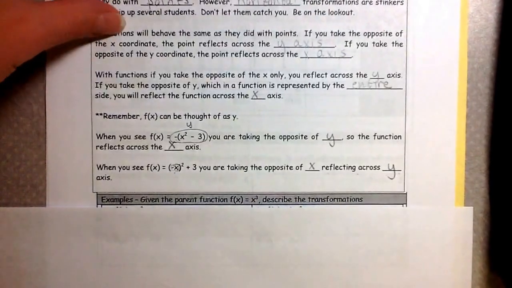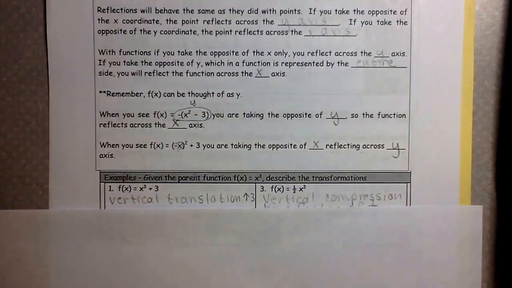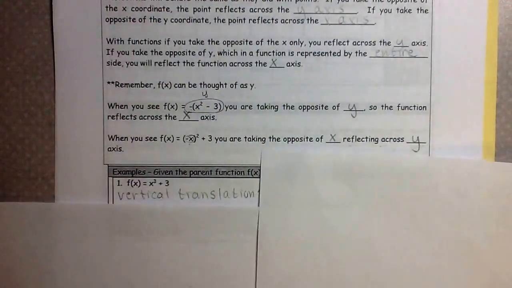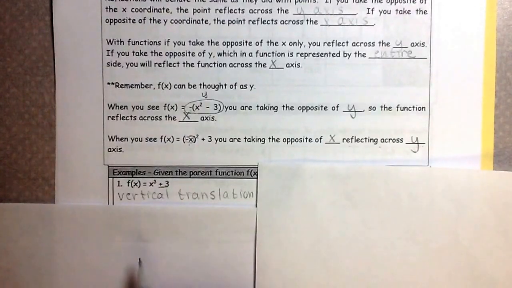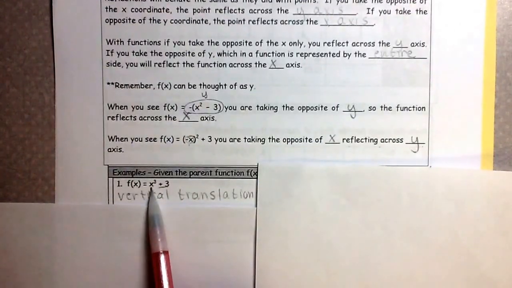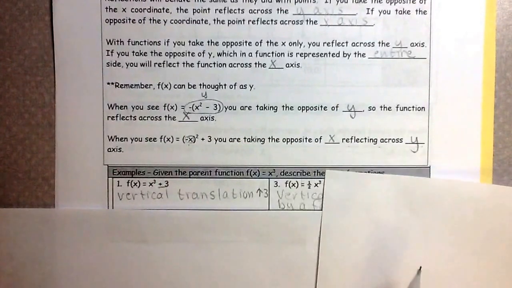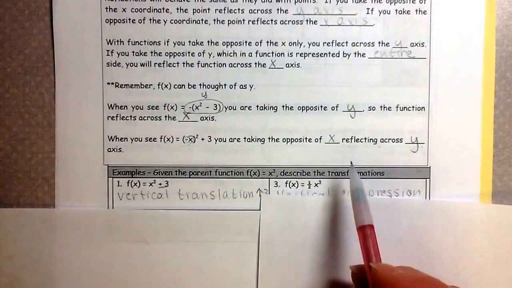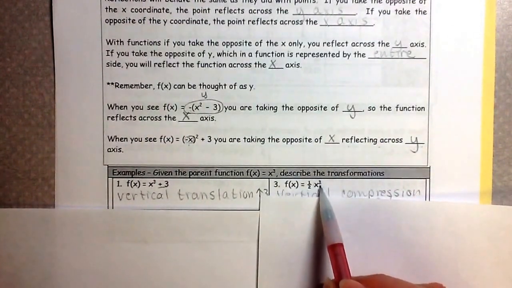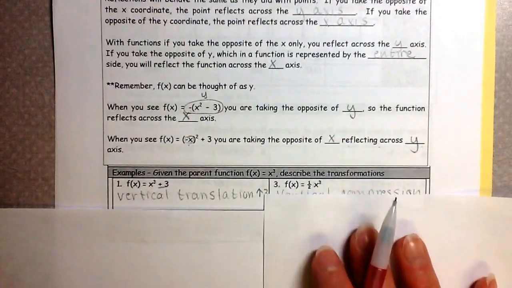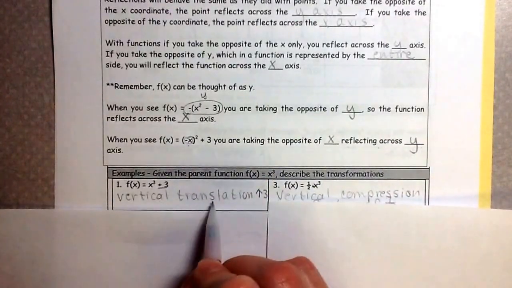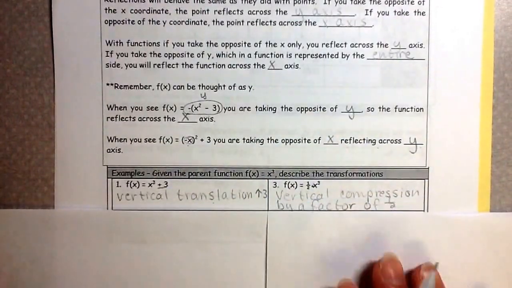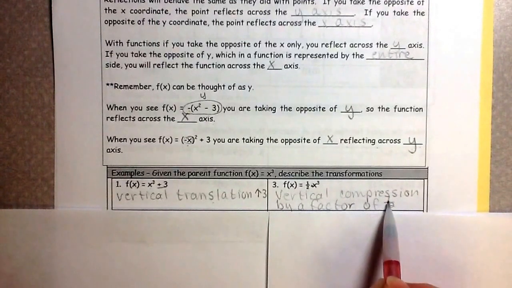All right, so let me give you some examples to look at, maybe to help you decide what you have here. Here we have x cubed plus 3. It's going to be vertical because we have that plus 3 out there, not inside with the x. It's a vertical translation, and it's going to move up 3. This one is not inside the parentheses with the x, so we're going to call it vertical, and because we're multiplying, it's a compression. Here we're adding, so it has to be a translation. Vertical compression by a factor of 1/2.